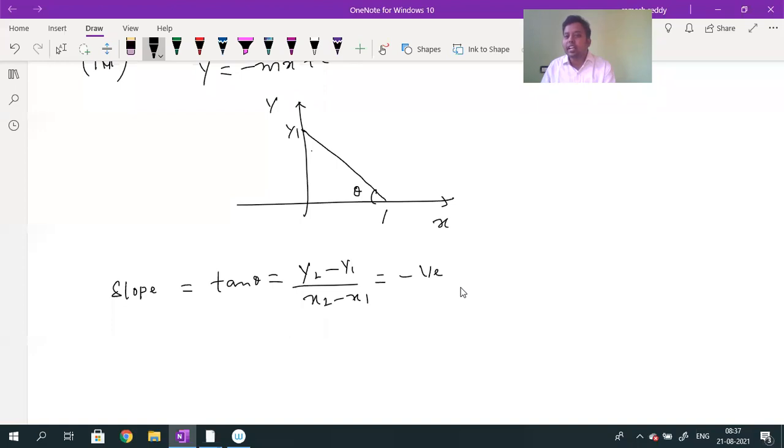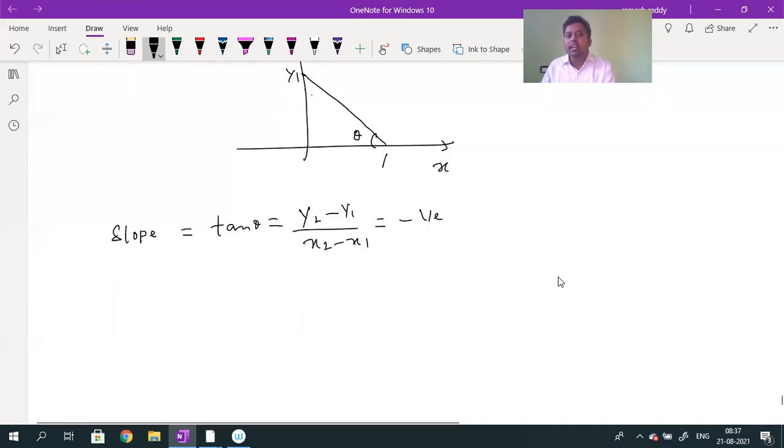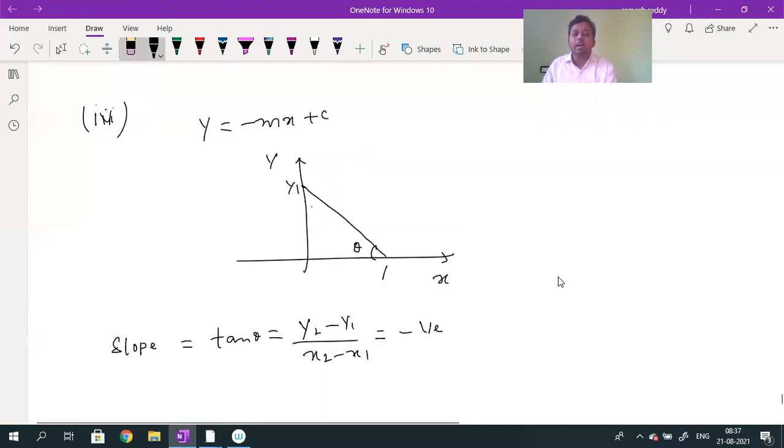What is the x coordinate? That is x. So this is the equation for the straight line. Whenever I say y is equal to mx plus c, the graph is a straight line.